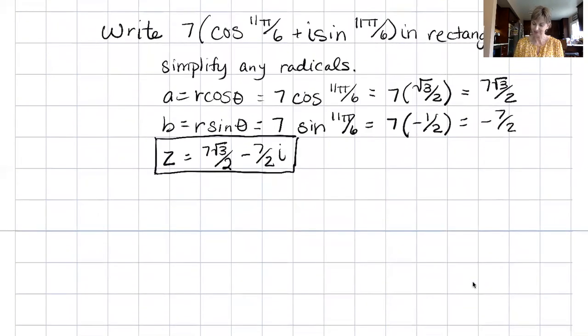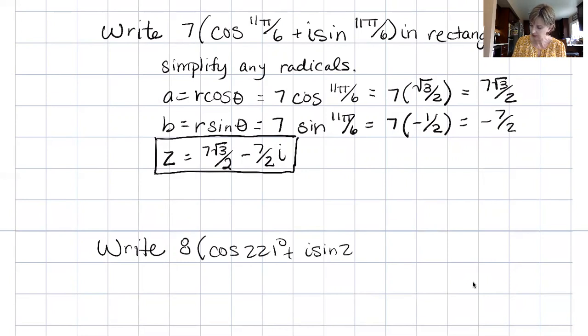Okay, excellent. Now not all of these problems are going to be ones where you're using your unit circle. An example of one where you would be able to grab your calculator would be one like this. One that has an angle that's not on the unit circle, where we have cosine 221 plus I sine 221. Our argument here, the 221 degrees, that's not on your unit circle. So this is an example of one where we're going to have to go to our calculator. Okay, we want to write that in rectangular form.